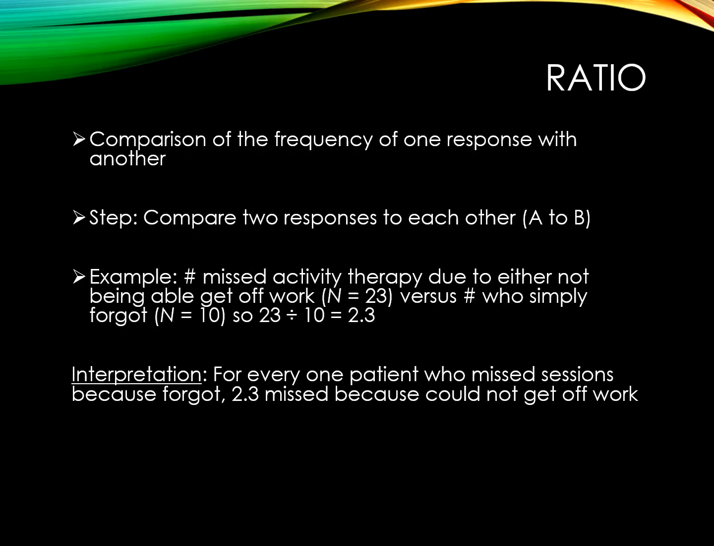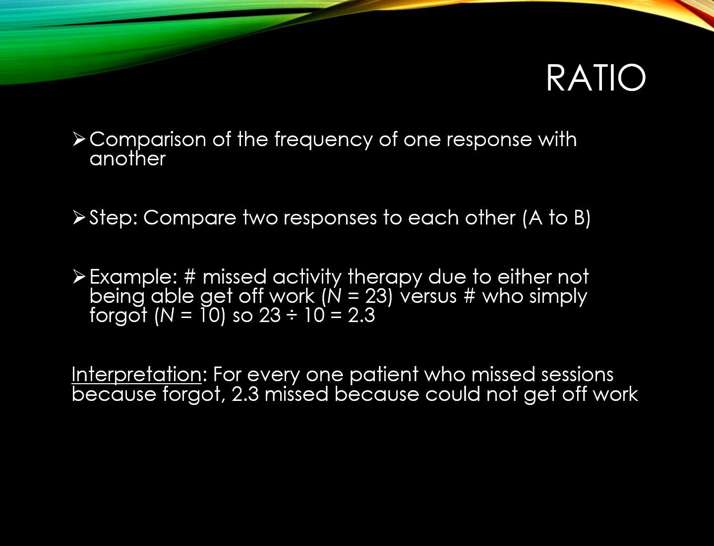So let's take the next logical step and look at ratio. This is the comparison of the frequency of one response with the frequency of another response. So we're comparing 2 responses to each other. Here's an example. The number of people that missed activity therapy due to either not being able to get off work or who simply forgot. We had 23 who could not get off work, and we had 10 who just forgot. So we do 23 divided by 10. We're looking at who could not get off work versus who simply forgot. So 23 divided by 10 equals 2.3.